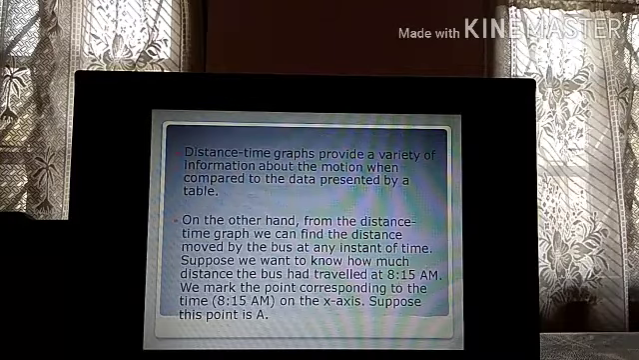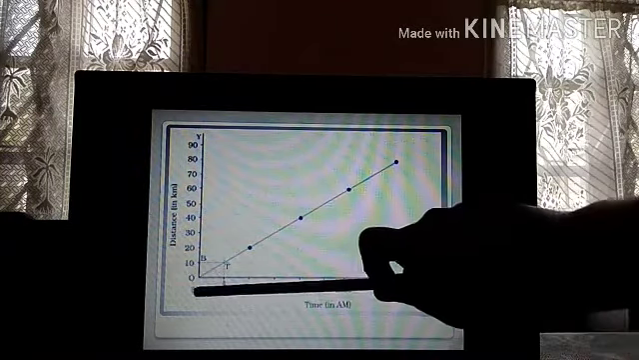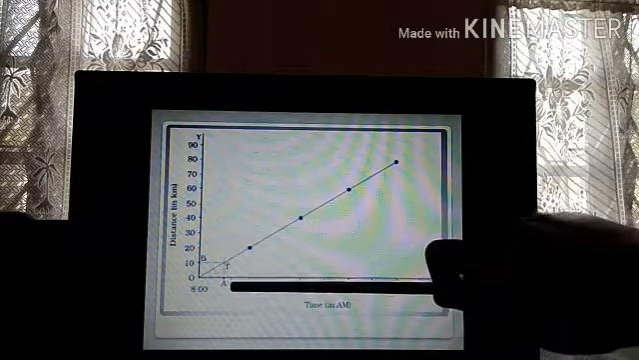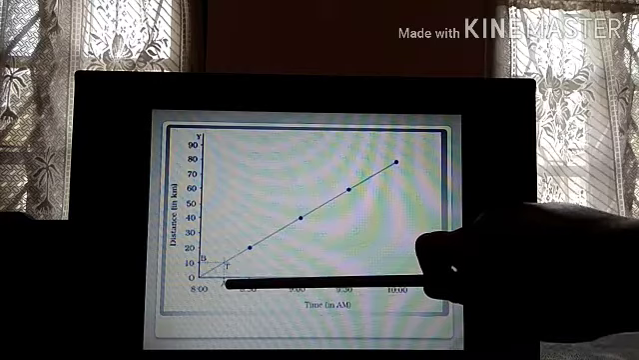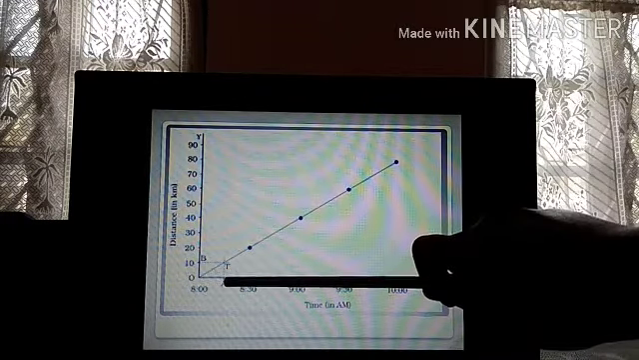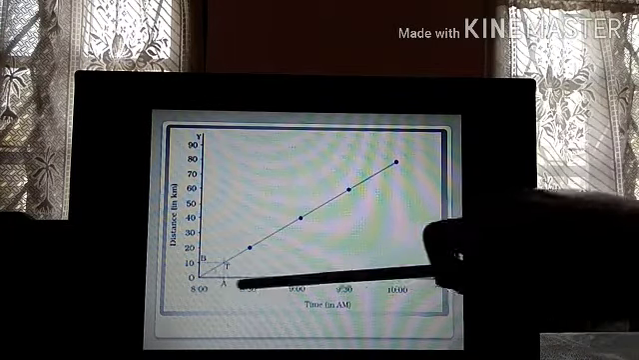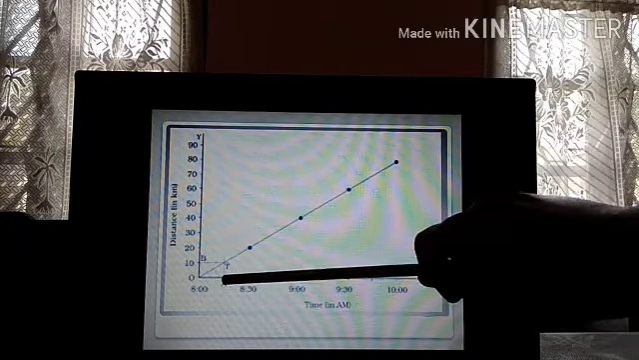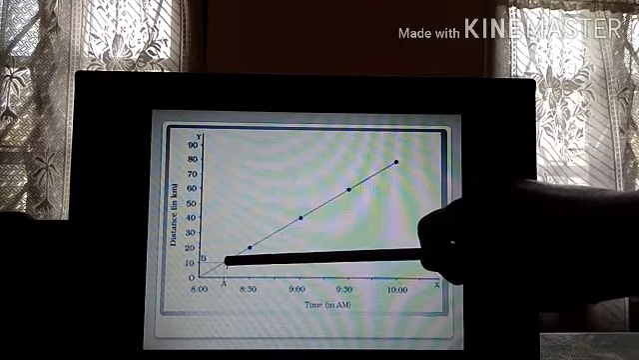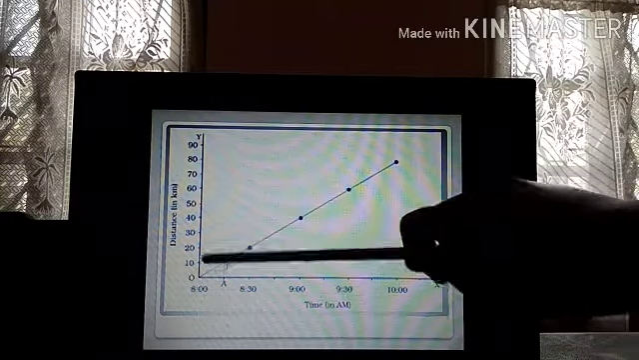So you see here, I'll show you. Now suppose this difference is 8, 8:30, 9, 9:30. So you want to know what distance the car has traveled at 8:15. So this is 8, this is 8:30, and 8:15 is this point. Between 8 and 8:30, the middle point will be 8:15. So what you do, you just draw a line till the graph, and then you draw a line which marks the point corresponding to this point.